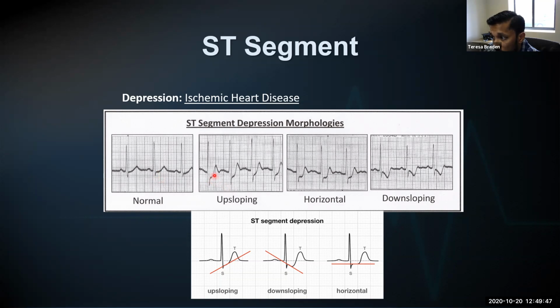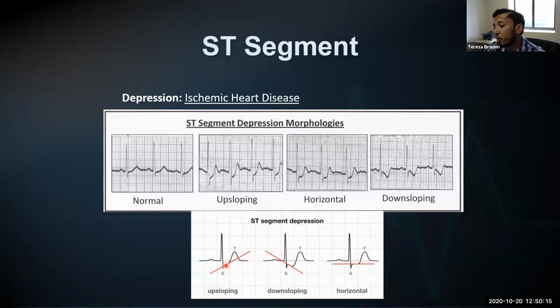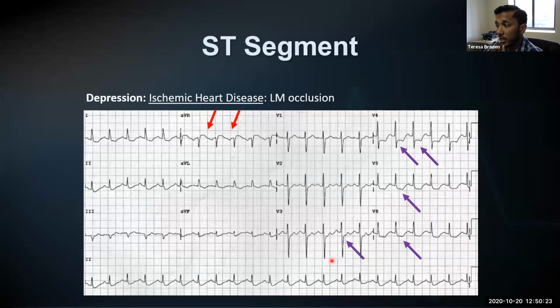If we did an upsloping, you can see how this segment is not completely flat, it's starting to go upward. That's the upsloping that I was telling you about. A horizontal is exactly flat. And then a downsloping is just moving in the opposite direction of an upsloping. And here are some drawings with lines I put through to show you exactly what we're talking about. So when you see this horizontal, that's very concerning, while the upsloping is not very specific. If you see an upsloping ST segment depression, it's not as concerning, but a downsloping and a horizontal should pique your interest, especially if it's in multiple contiguous leads.